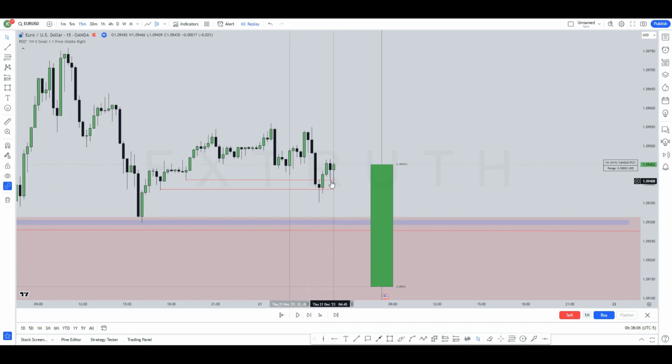So we can see how price dropped into this particular fair value gap and gave us a good reaction in price, even leaving or stepping out of the session right there. So let's take our long position. We enter our long around that zone.